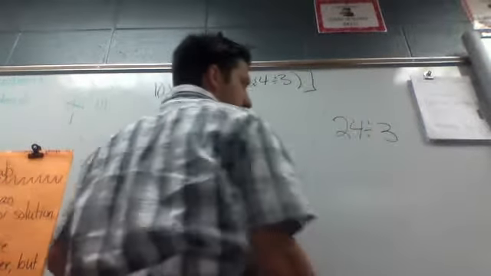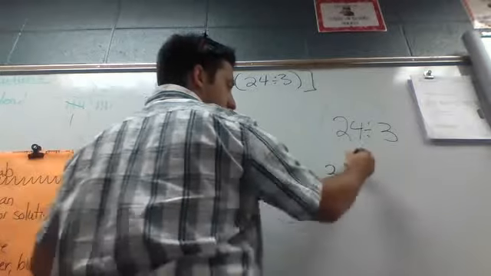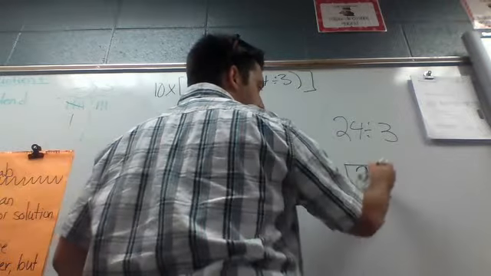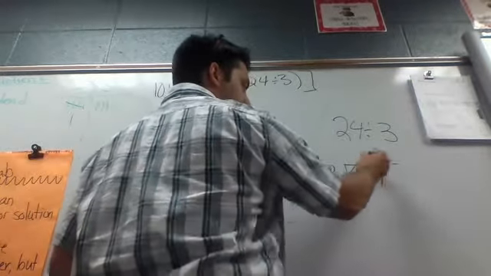So I'm going to go off to the side, and I'm going to do 24 divided by 3. What I'm dividing by goes on the outside. That is my divisor. My dividend is 24. Put my caret.